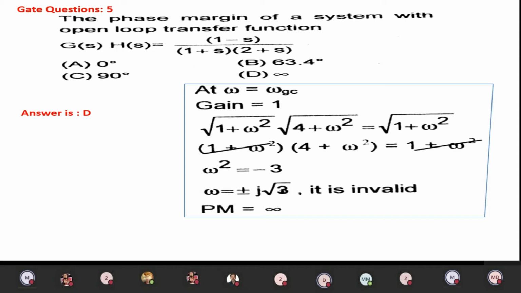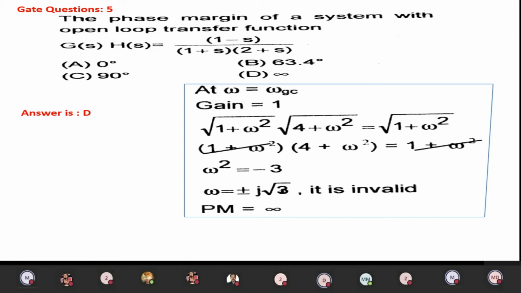So here the transfer function is given, you have to determine the phase margin. In order to determine the phase margin, you always determine the gain crossover frequency. So we get the gain crossover frequency when gain is equal to 1. So this is the G of s, H of s given. The magnitude, if you want to write, is root of omega square plus 1 square divided by root of 1 square plus omega square, root of 4 plus omega square will come. So that will be equivalent to 1.